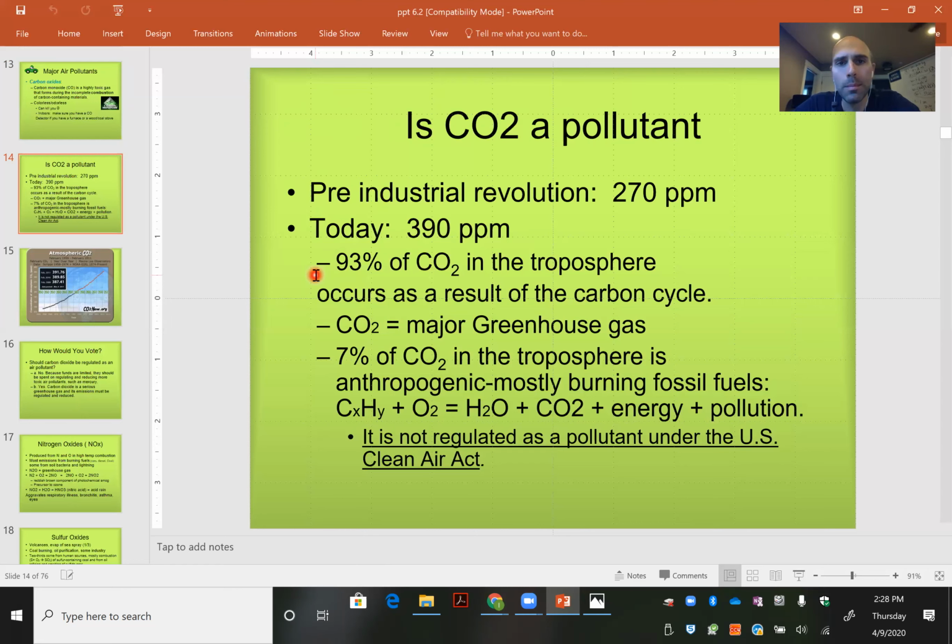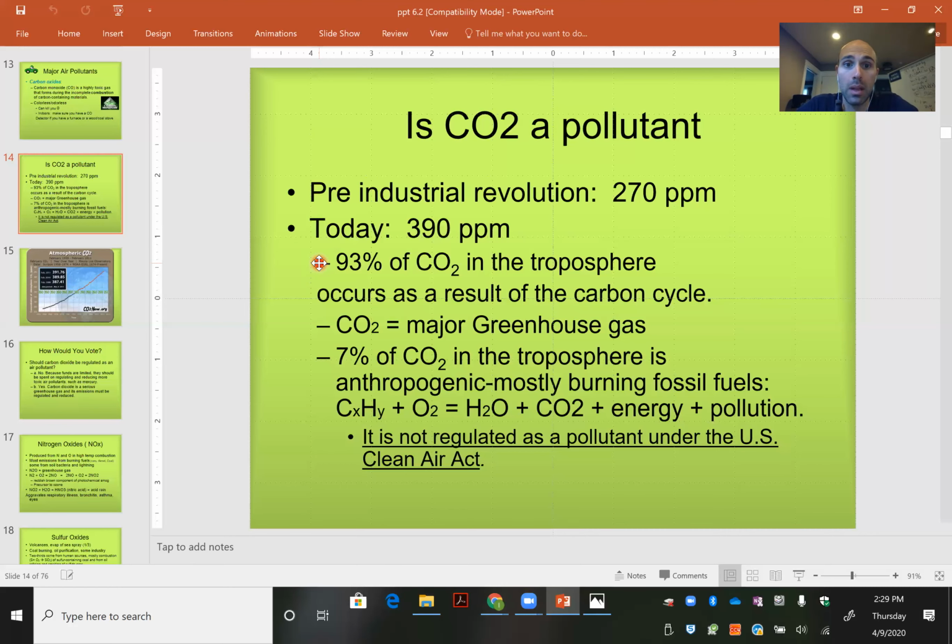Is it a pollutant? Well, in the pre-industrial revolution, we had around 270 parts per million in the atmosphere. Today, we are up around 390, an increase of 120 parts per million. 93% of the CO2 in the troposphere occurs as a result of the carbon cycle. That's cool, right? That is carbon that was already there, being traveled around from atmosphere to ocean to land to living organisms, and so on. However, there is some that is not part of the carbon cycle. There is some that was anthropogenically produced through industry, the burning of fossil fuels, carbon that was at one time dormant.